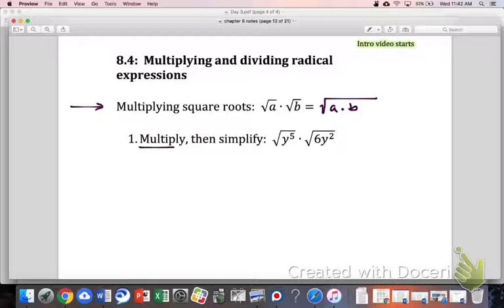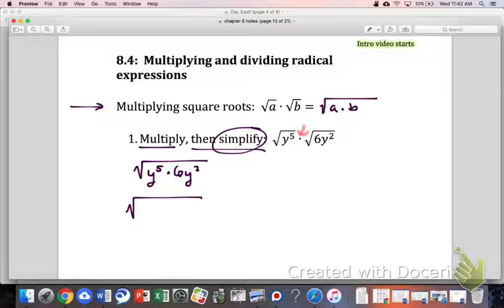Here's the first one. This says multiply, then simplify. I'm not adding or subtracting, I am multiplying. So when I am multiplying two square roots together, I write one big square root and multiply the two radicands together. That would be y to the fifth times 6y squared. Then it says simplify. So I've multiplied; now I need to simplify things.